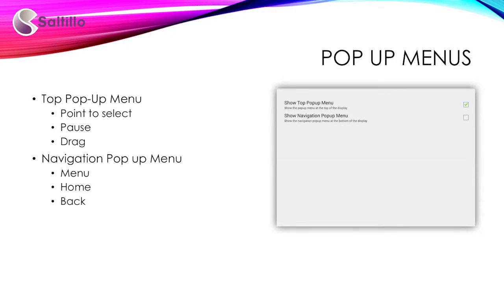Navigation pop-up menu. This pop-up menu is at the bottom of the screen and allows you to quickly access the menu, home, and back buttons on the Chat Fusion. It essentially gives you a larger target for these menu buttons. When Show Navigation pop-up menu is turned on, the bottom pop-up menu slides up when the user moves the pointer off the bottom of the screen and in the center.